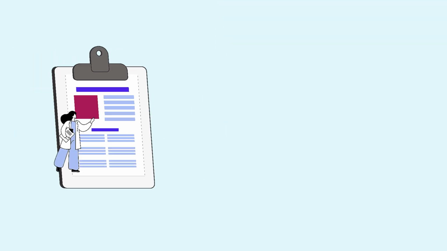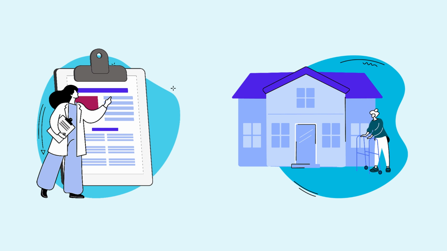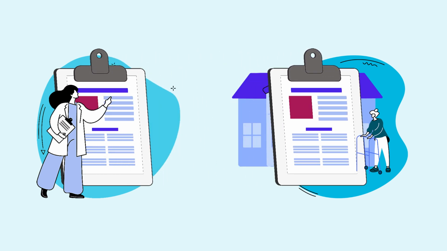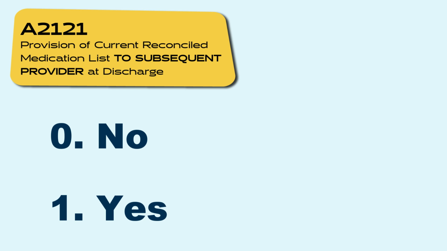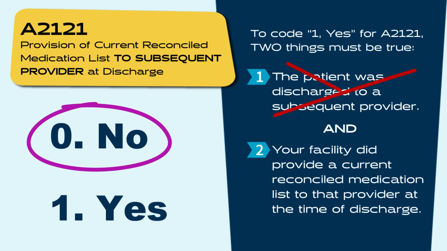For example, let's say your facility discharges a patient home with no home health or hospice services and provides them with a copy of their current reconciled medication list. How would you code A2121? You would code 0 no, because they are not being discharged to a subsequent provider.